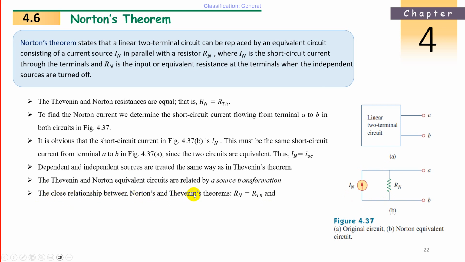The close relationship between Norton's and Thevenin's theorem is that RN is equal to R Thevenin, because the procedure of calculating the equivalent resistance is the same: looking back into the open terminals A and B with the independent sources switched off. Now IN is V Thevenin by R Thevenin. If we already calculated V Thevenin, then V Thevenin by R Thevenin is IN. R Thevenin is also known as RN, so we can replace by source transformation. Let's have one example.